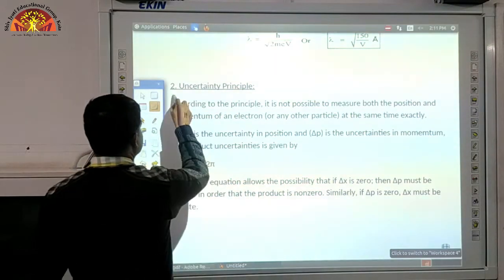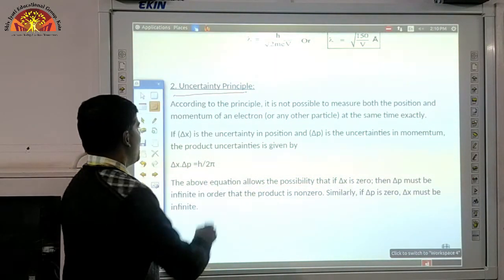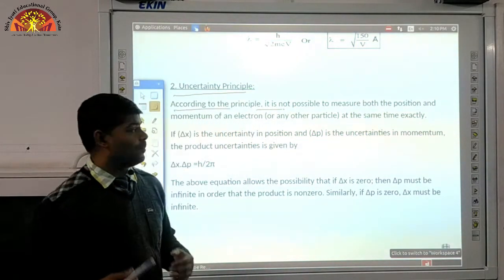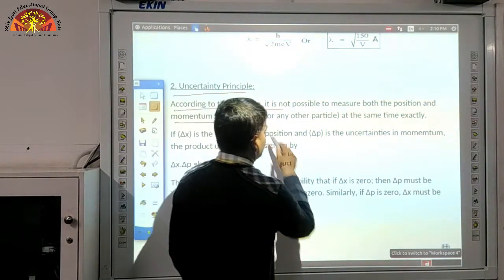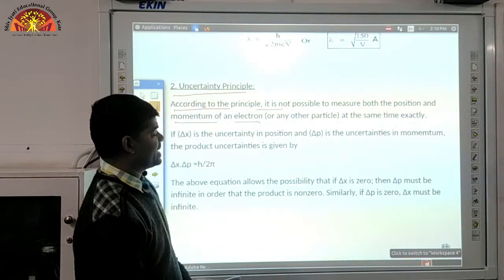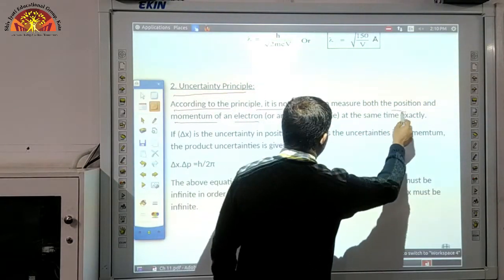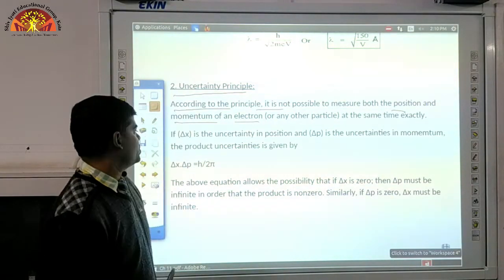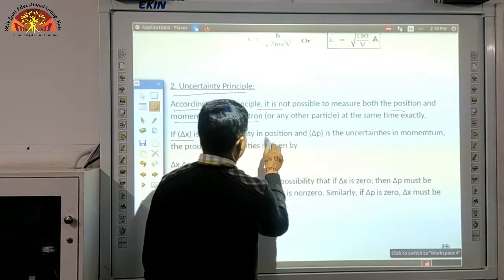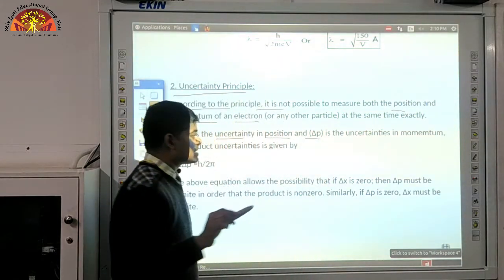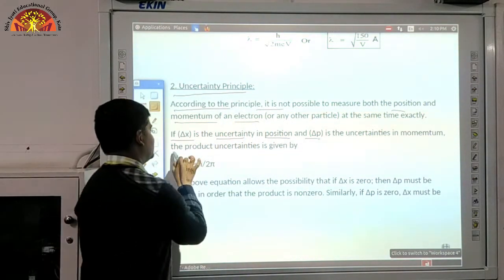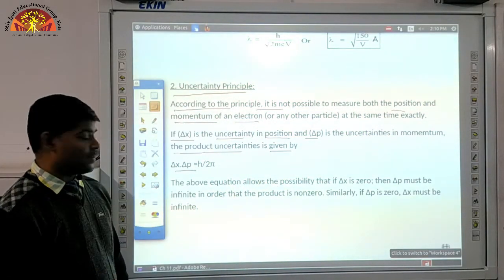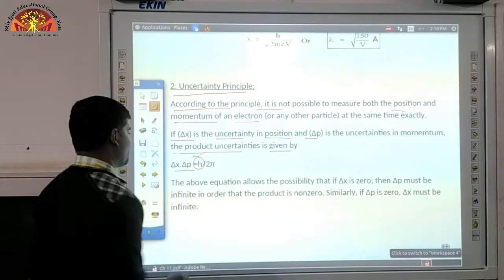Now come to the uncertainty principle. According to the principle, it is not possible to measure both the position and the momentum of an electron at the same time exactly. हम लोग momentum और position exactly same time पे calculate नहीं कर सकते. या तो आप momentum calculate कर सकते हो या फिर position. If del x is the uncertainty in the position and del p is the uncertainty in the momentum, then the product of uncertainty is given by del x into del p equals h upon 2 pi, where h is the Planck constant.